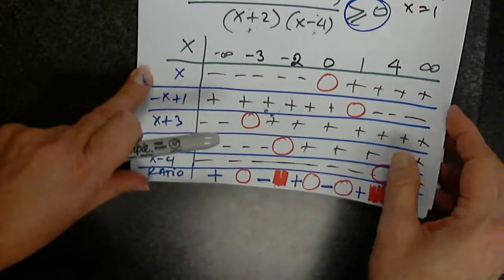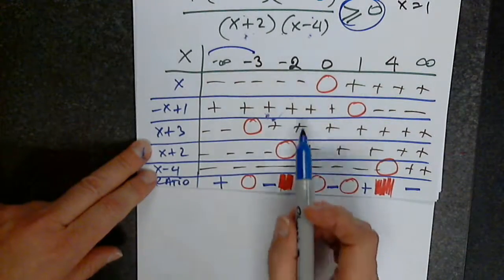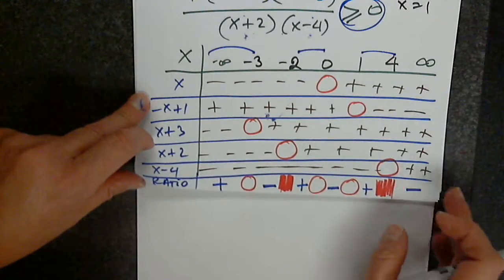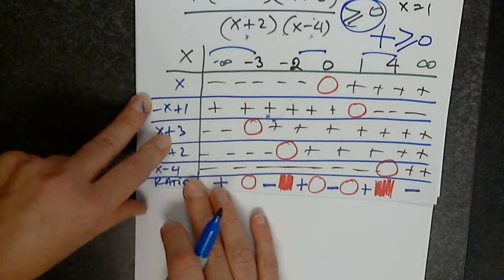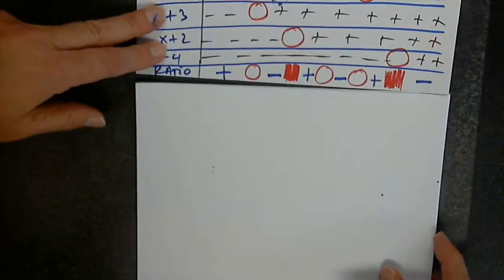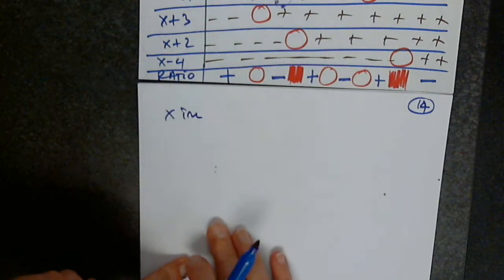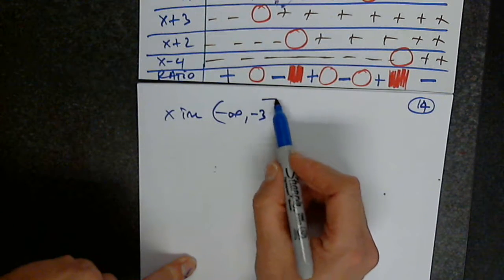Yes, all the positives. I couldn't have said it better. So I see positive here, check. I see positive here, check. I see positive here, check. Only positive number is greater than or equal to 0. So then, I need to write this solution, final solution. Can anyone dictate x in the interval? Parenthesis or bracket? Good. Union.